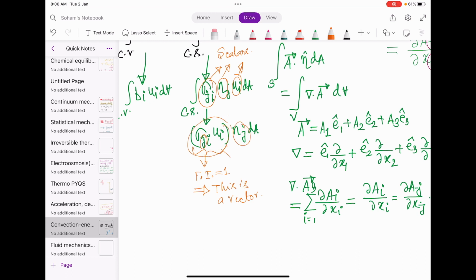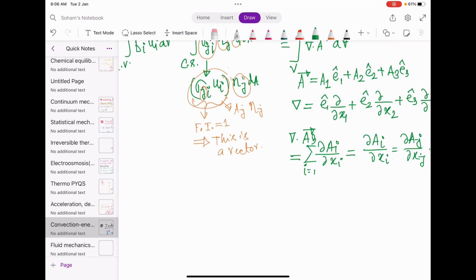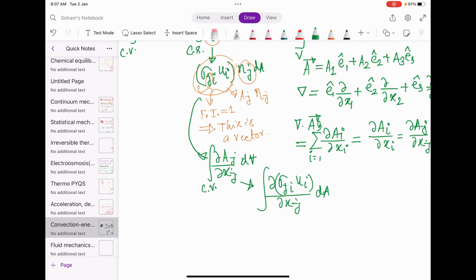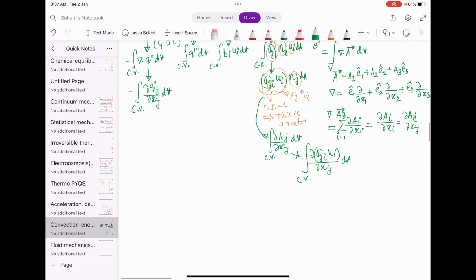So this vector, if it is termed as a, has a free index j and is multiplied with eta j, then it is a dot product, and this whole term is as good as a dot eta dA. Then this whole term boils down to the divergence of a into dV, that is, daj by dxj into dV, over the CV. And a is sigma ji ui. So the LHS is now ready in terms of a volume integral.